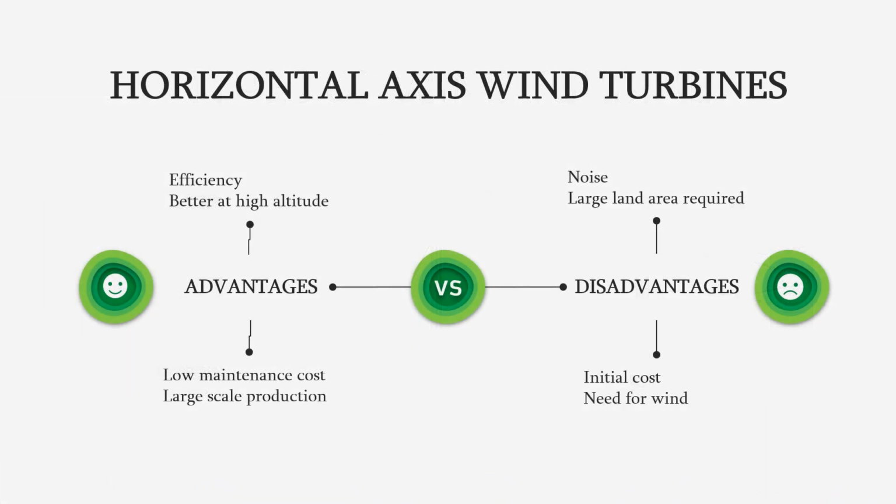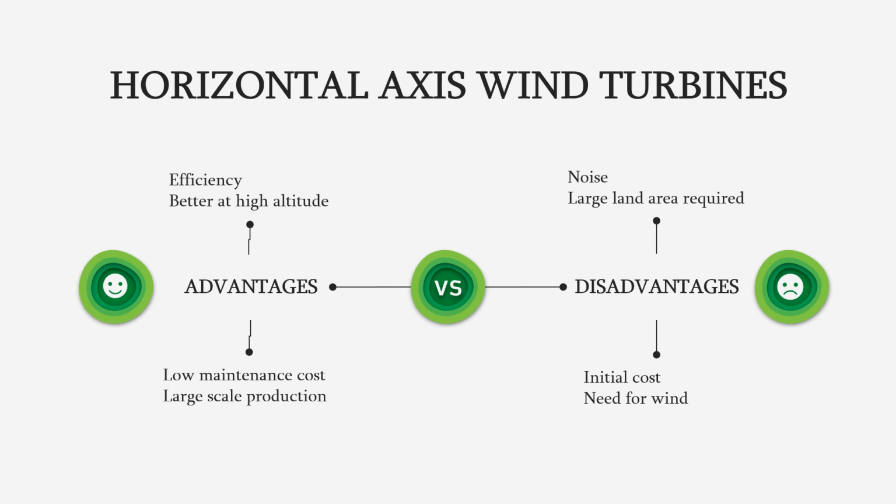So now let's talk about the advantages and disadvantages of horizontal axis wind turbine. If we talk about the advantages of horizontal axis wind turbine, the first point is efficiency. Horizontal axis wind turbines are generally more efficient than the vertical axis wind turbines and can generate more power for a given rotor size. The second one is that they are better at high altitudes. Horizontal axis wind turbines are typically taller than the vertical axis wind turbines, making them better suited for use in high altitude locations with stronger winds.